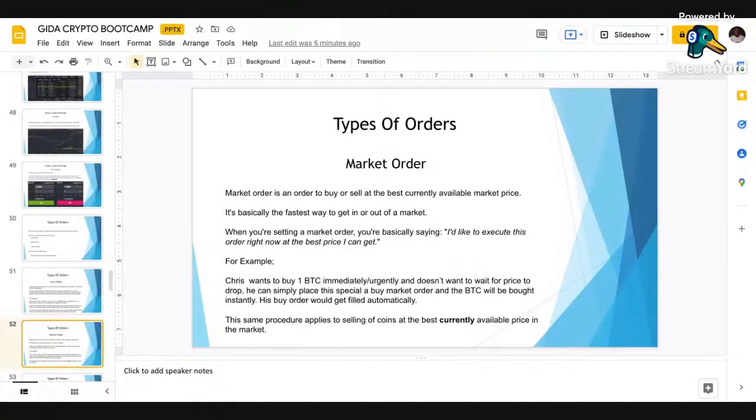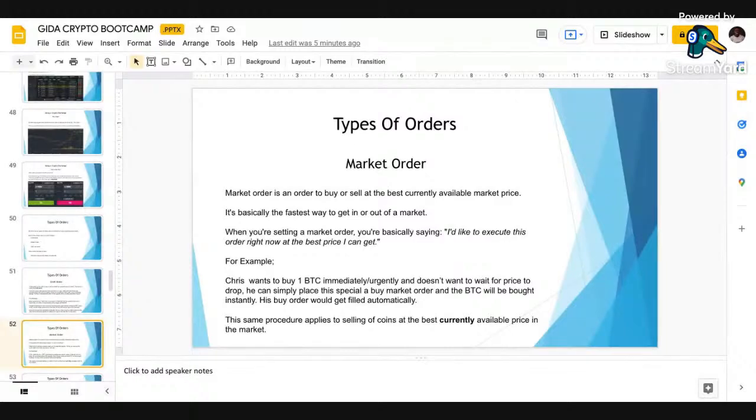So an example: say Chris wants to buy one BTC immediately or urgently, which is right now, and doesn't want to wait for the price to drop. He can simply place this special type of order called a market order, that is for buy, obviously, and the BTC will be bought instantly. His buy order will get filled automatically. That is, it doesn't waste time. This same procedure applies to selling of coins at the best currently available price in the market.